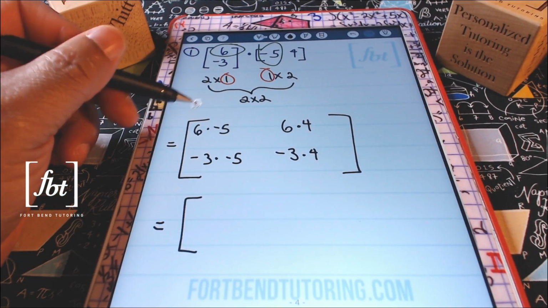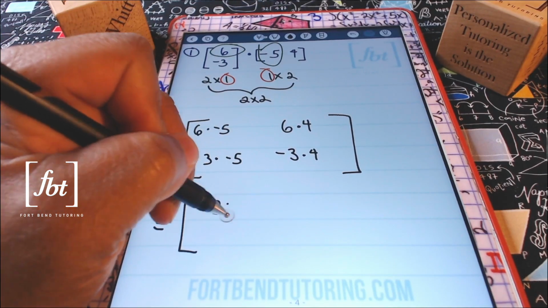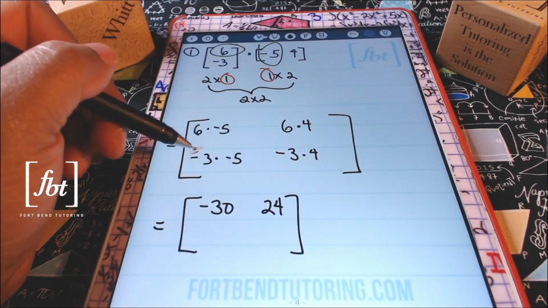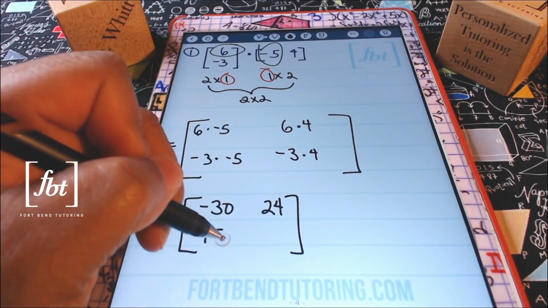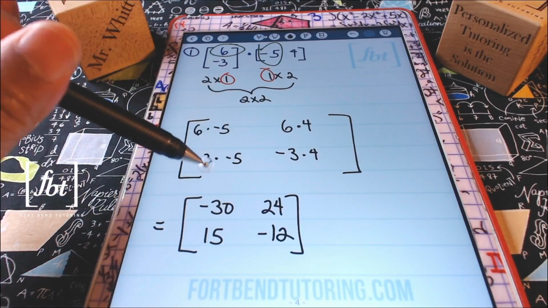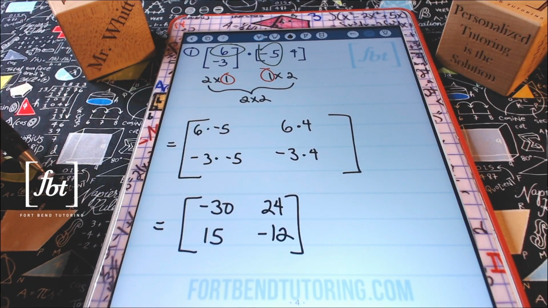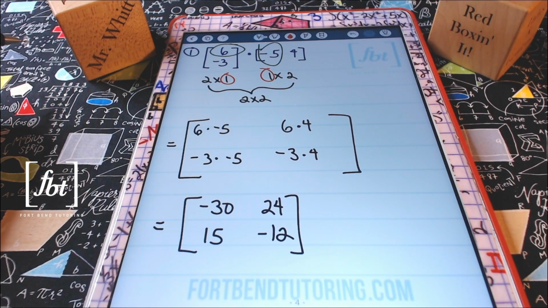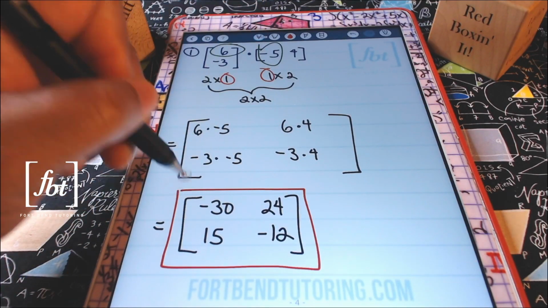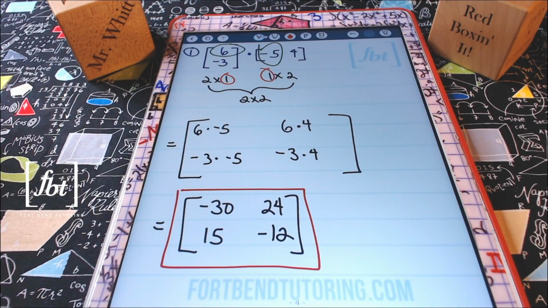So you'll have 6 times -5 to give you -30. You'll have 6 times 4, that's 24. You'll have -3 times -5 to give you +15. You'll have -3 times 4, that gives you -12. And this is going to be your answer, guys, for problem number 1. Just like that. Red box it. That's right. Go ahead and put your answer in a red box. And there you go. That is problem number 1.